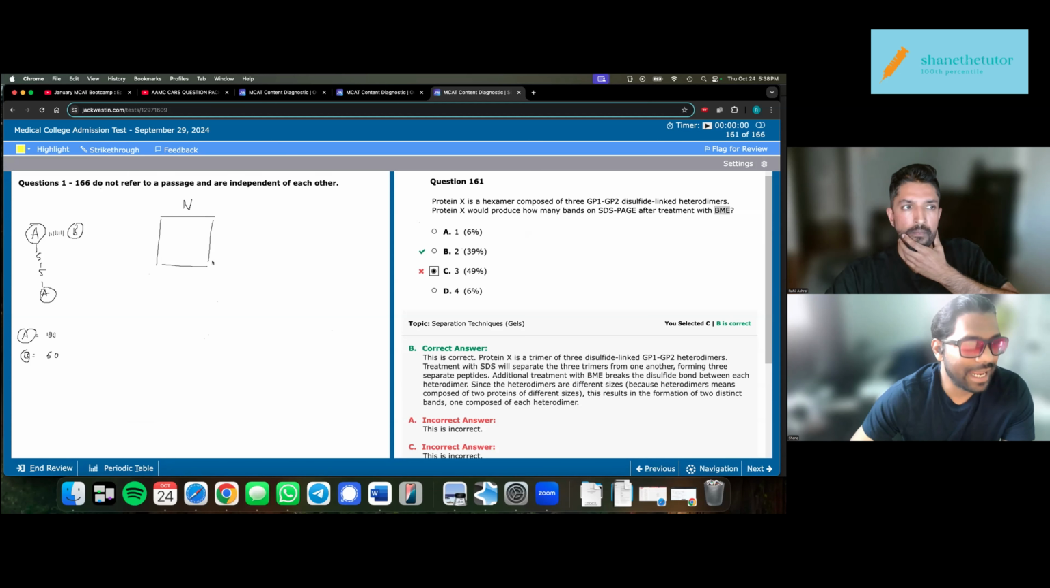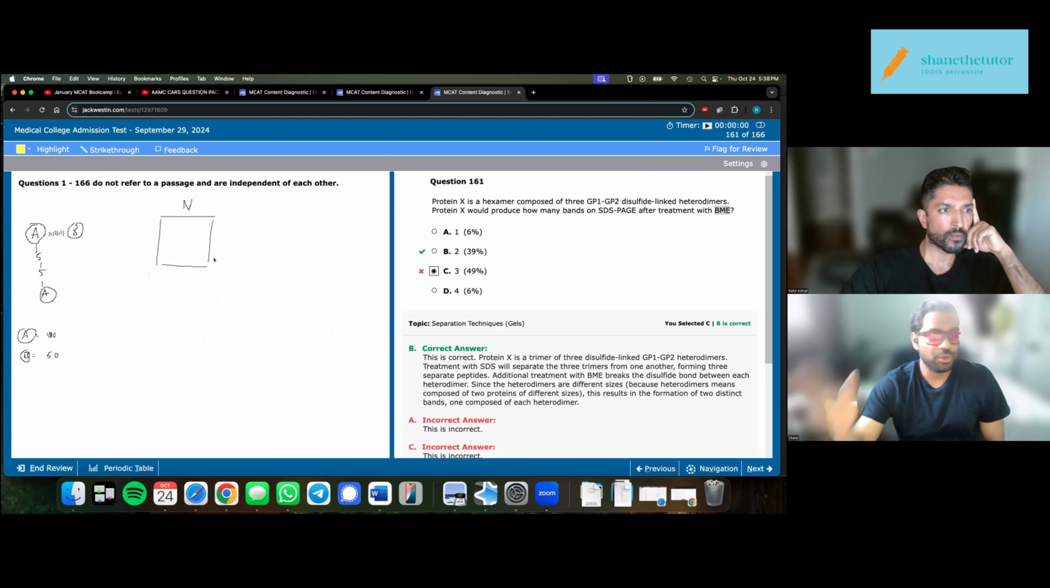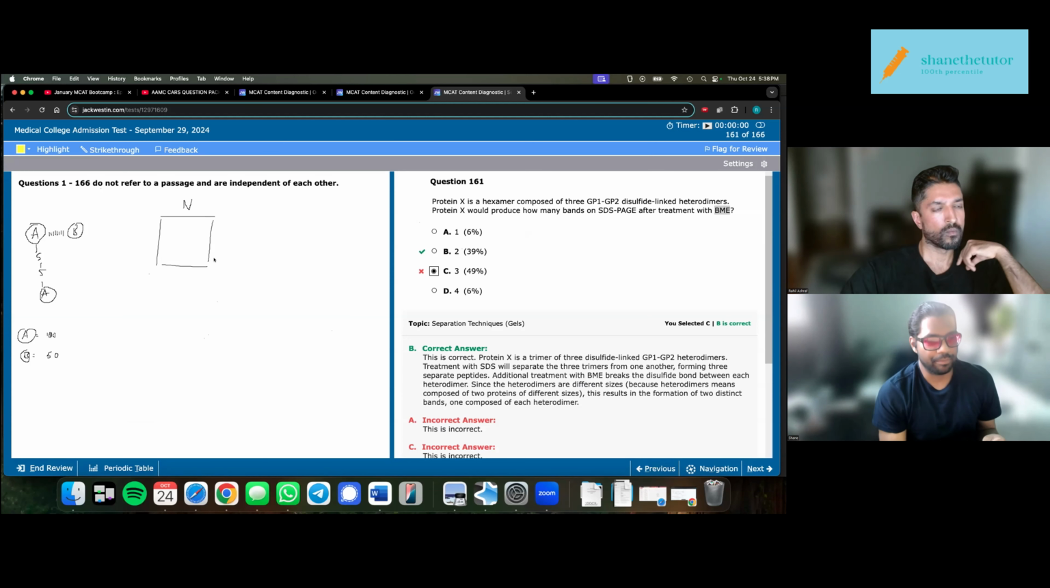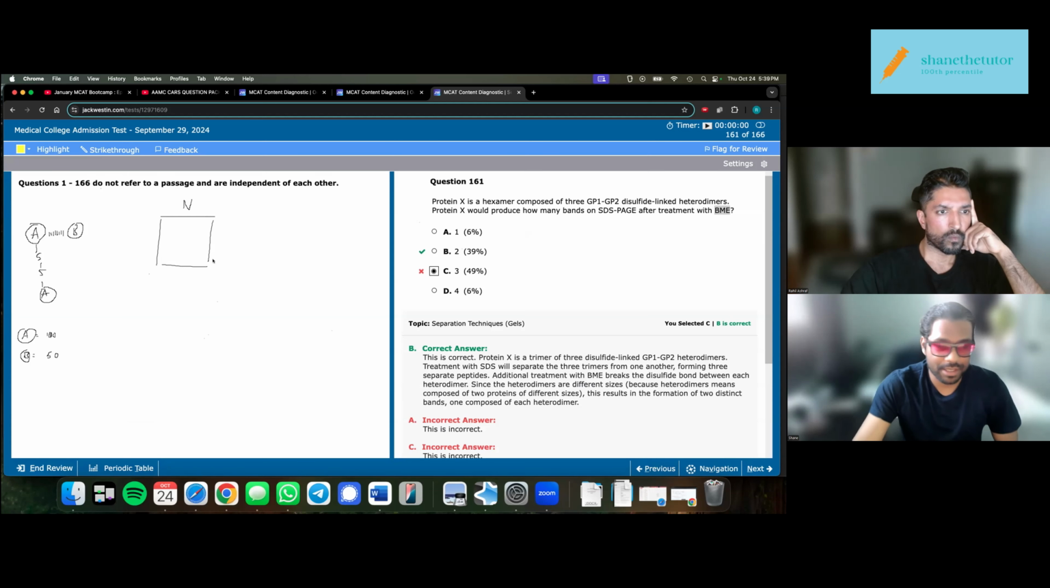Okay, so for the native gel, you do not do anything to the protein. So what you should get is a single band that totals 250.